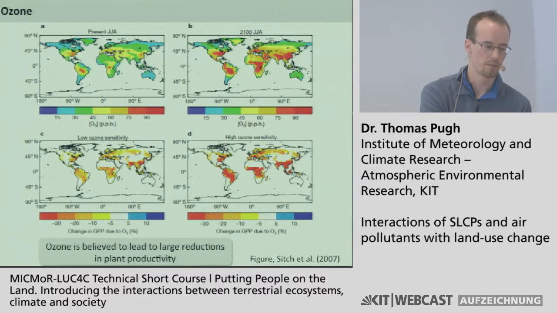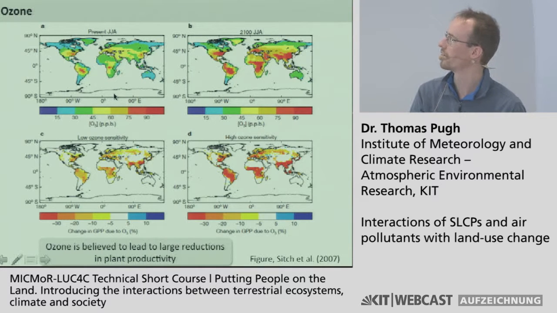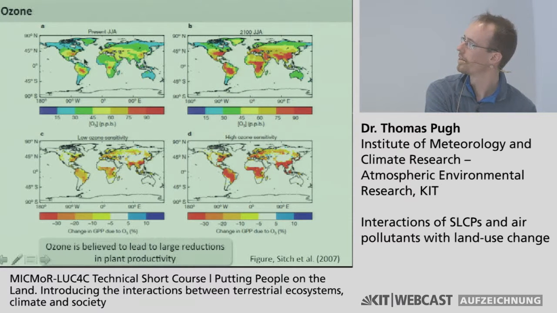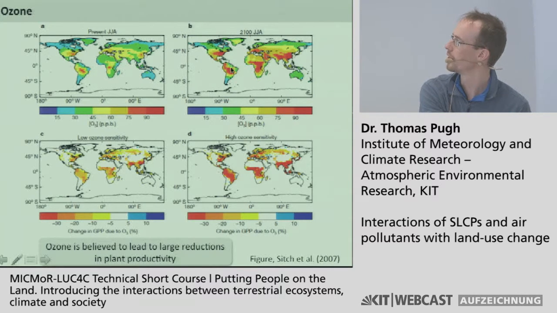This is an example from a paper by Stephen Sitch a few years ago. He put the effect of ozone on plant productivity into a global vegetation model. What you see here are the present concentrations, mixing ratios even, of ozone in Northern Hemisphere summer, June, July, August. And again, for 2100, under a strong emissions scenario, you see these very large increases in the ozone mixing ratio, particularly over the tropical regions.